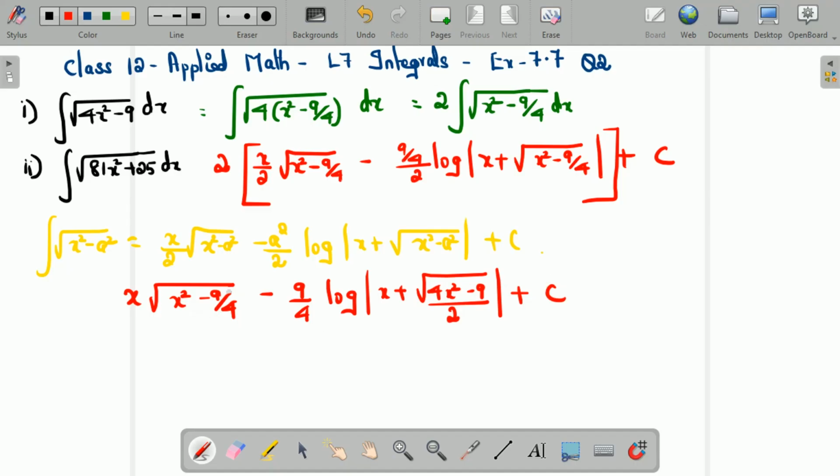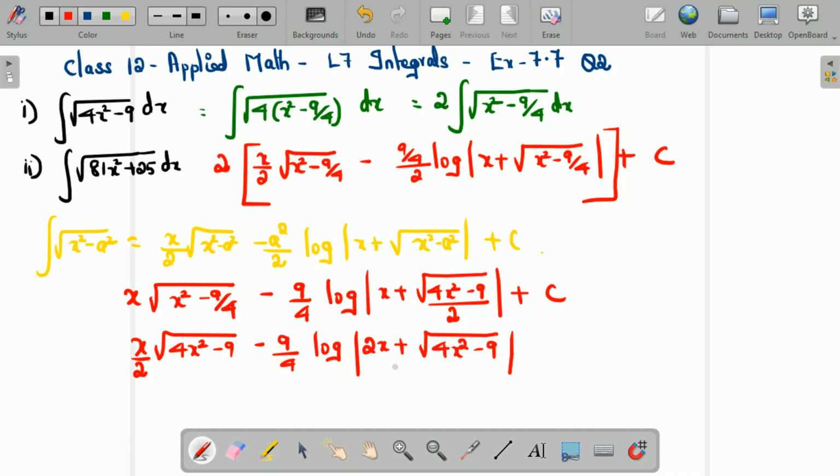Now we are going to take an LCM here too. So it will be x into root of 4x squared minus 9, remember divided by root 4. So that will be 2. I am writing it here. Then minus 9 by 4 log of, you take an LCM here. So it will become 2x plus root of 4x squared minus 9. The whole thing divided by 2 is there, but I'm going to tag it with the constant. So simply remove it and place 1c. So this will be the final answer for the first subdivision.